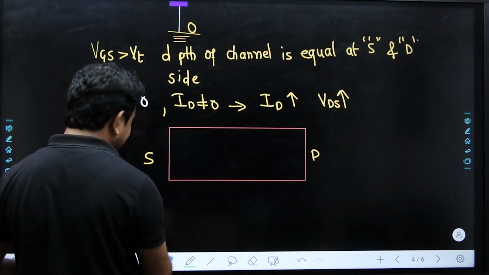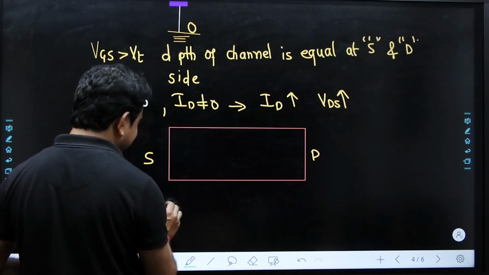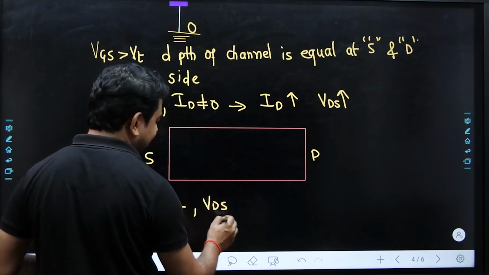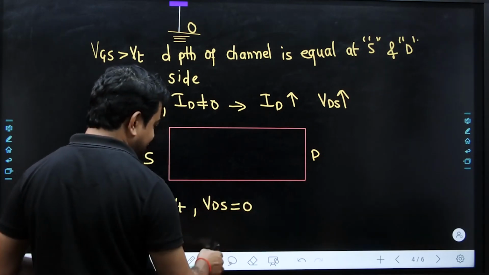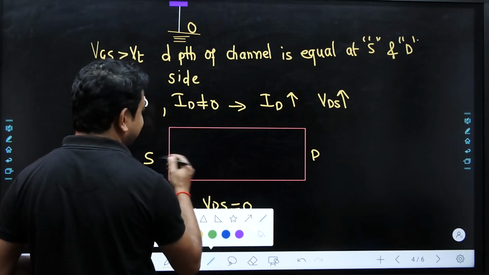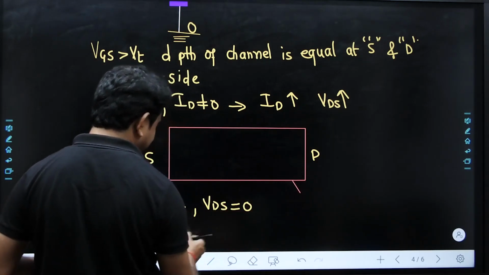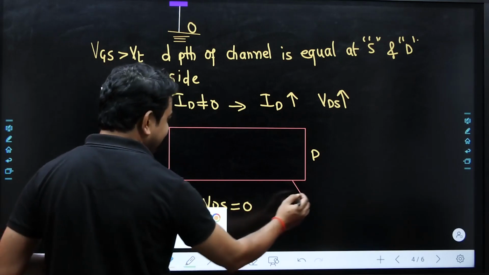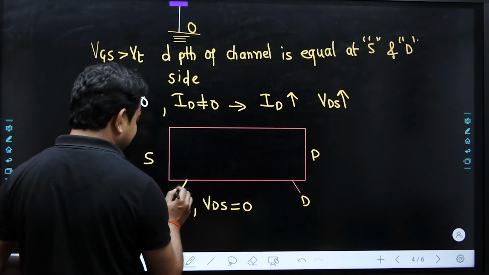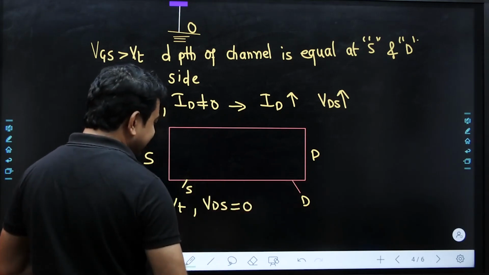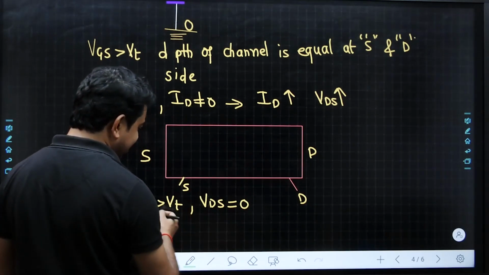When we apply the gate terminal voltage VGS greater than threshold voltage, and we do not apply any potential at the drain terminal, the voltage will be equal to 0. The depth of the channel will be equal on both sides. So I mean to say that suppose this is the depth of the channel on the drain side, and this is the depth of the channel on the source side, they are equal. In which condition? In this first condition.